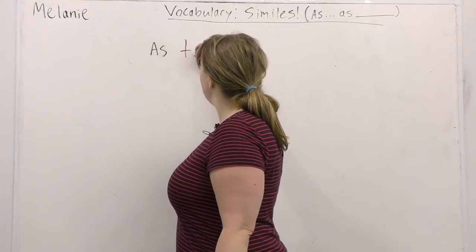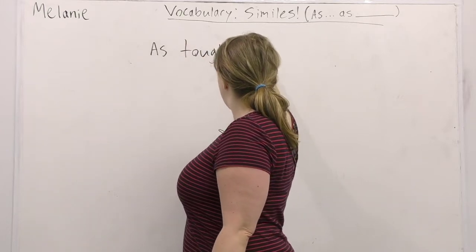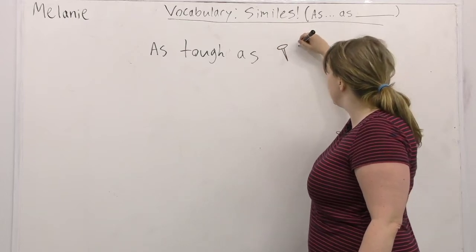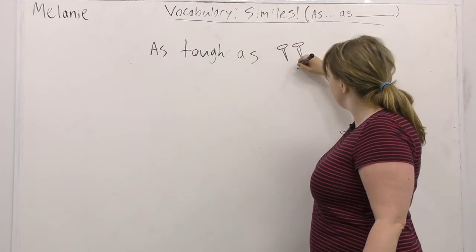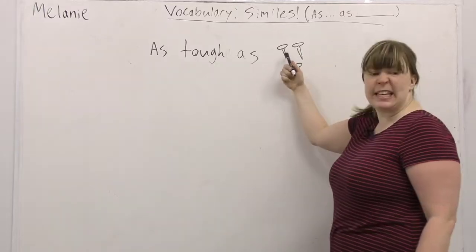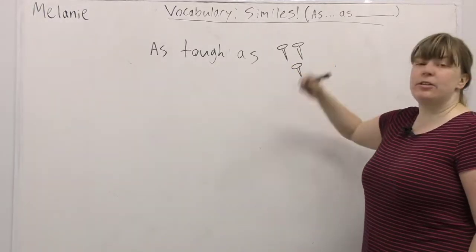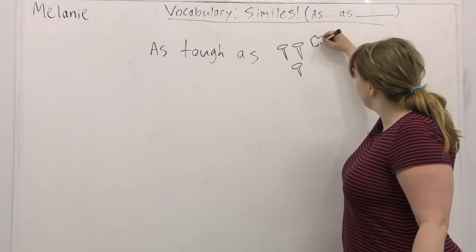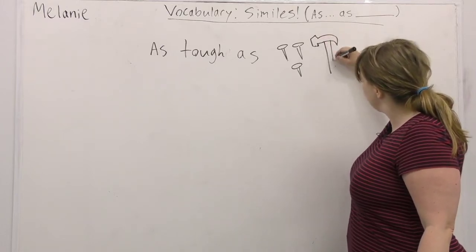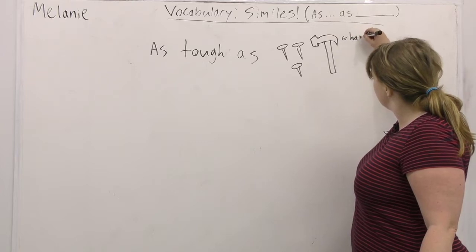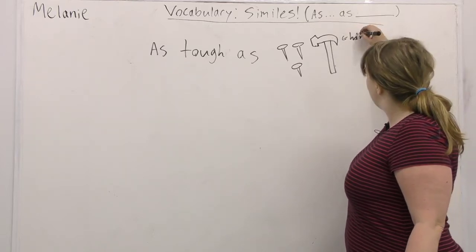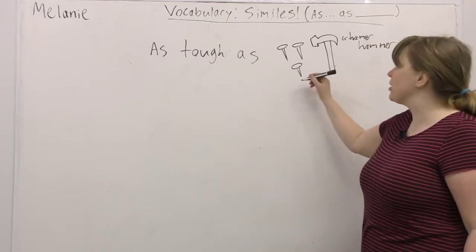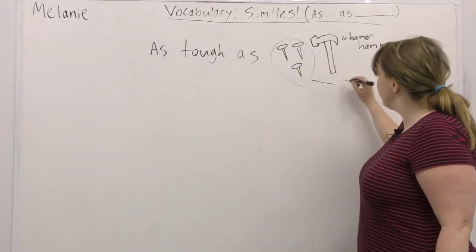As tough as... Okay. Let's see if you can guess these. What are these? Typically you use these, often with a hammer when you want to build something. So this is a hammer. Two M's. Hammer. And these are called, what are these called?